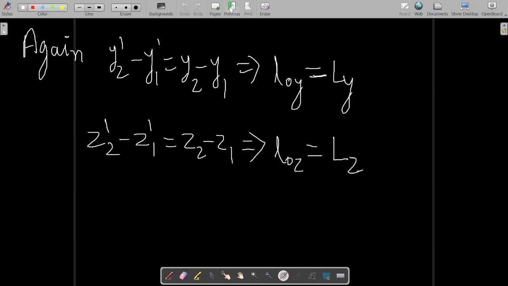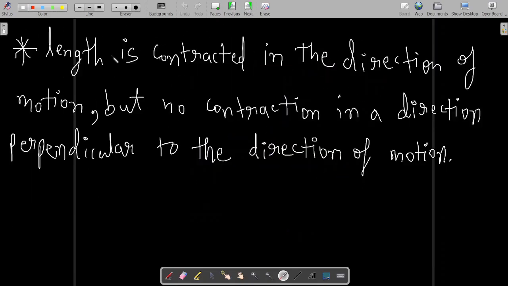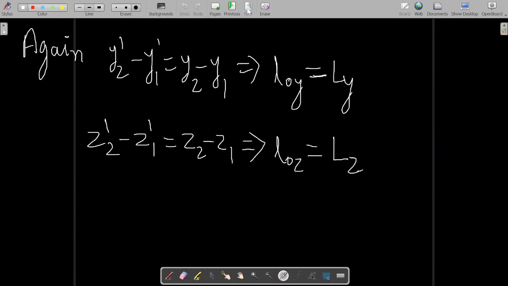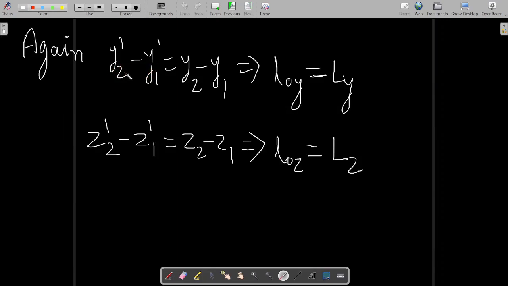Now, similarly, in y and z direction there will be no contraction. I have already told you that length is contracted in the direction of motion, but there is no contraction in a direction perpendicular to the direction of motion. The motion is taking place in x direction, so no contraction in y and z direction. So observed length and proper length both are going to be the same in y and z direction. So y2 prime minus y1 prime is equal to y2 minus y1 is equal to L0y, equal to capital Ly. Why is this so? Because motion is in x direction.